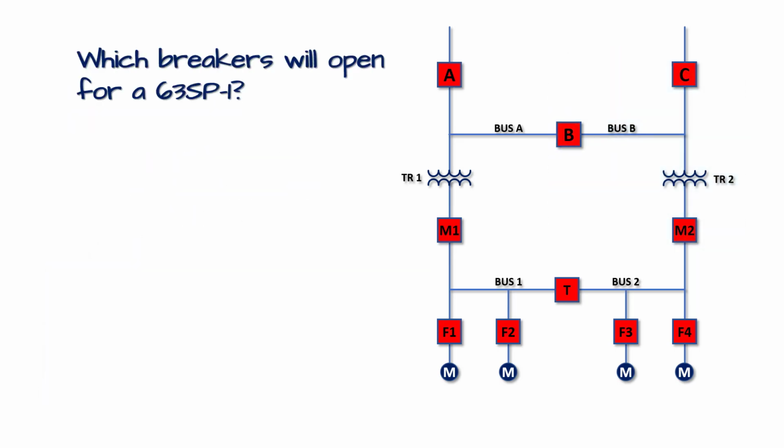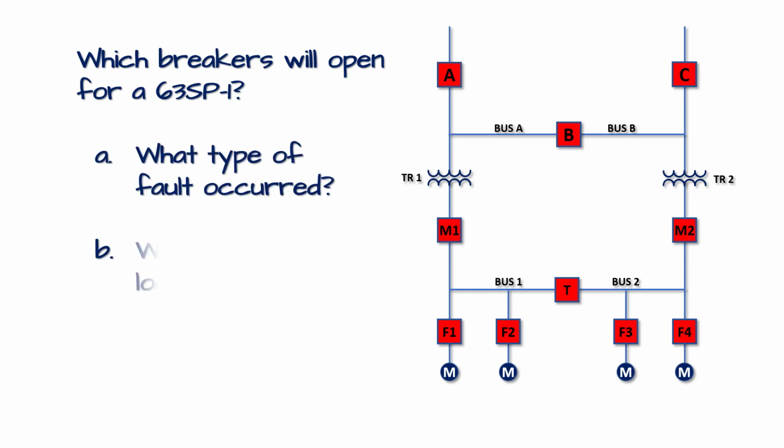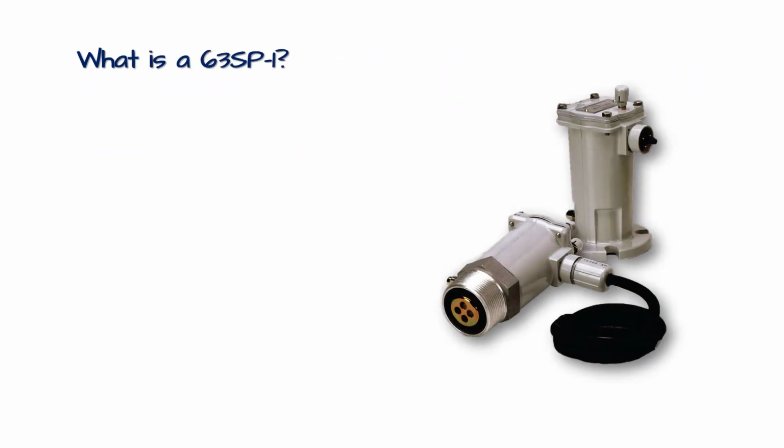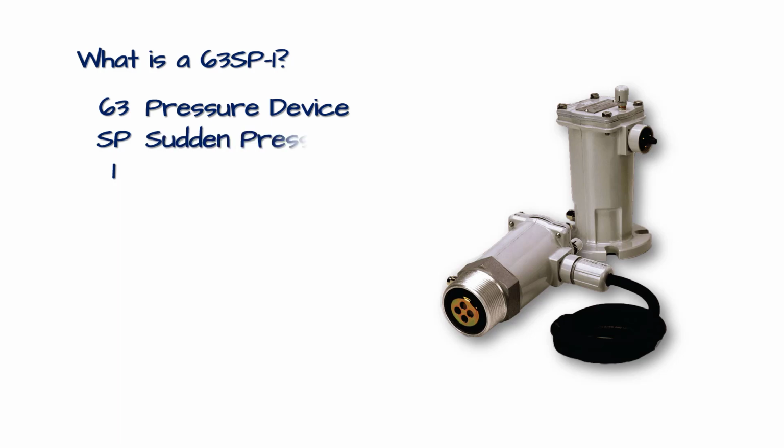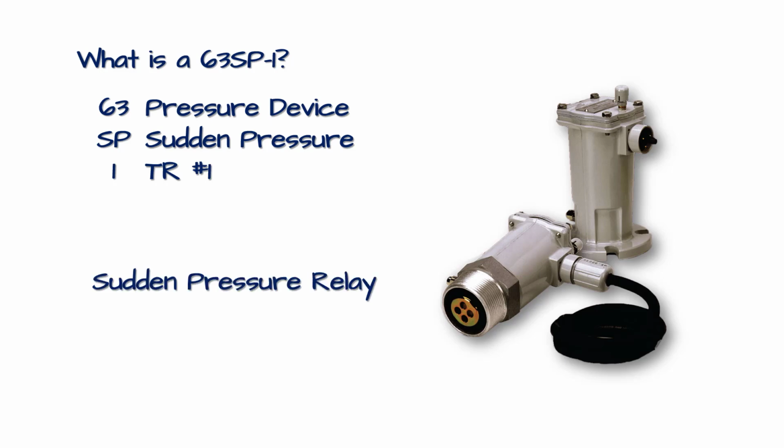Which breakers will open for a 63 SP-1? What type of fault occurred? And where is the fault located? Well, first, what's a 63 SP? It's a relay that looks something like this. So let's break this one down. A 63 SP1, 63 is a pressure device. SP, since this is on a transformer, stands for sudden pressure, and the 1 identifies transformer number 1. This is a sudden pressure relay.